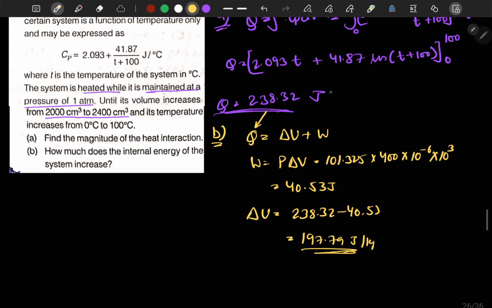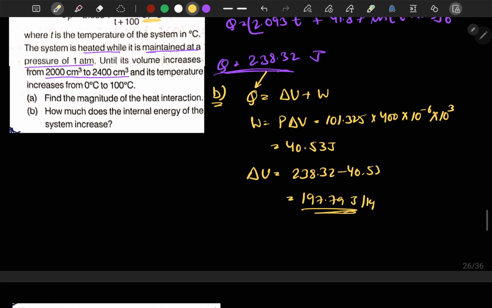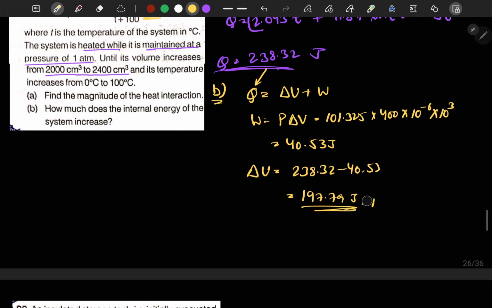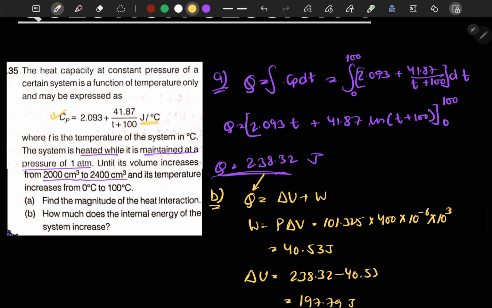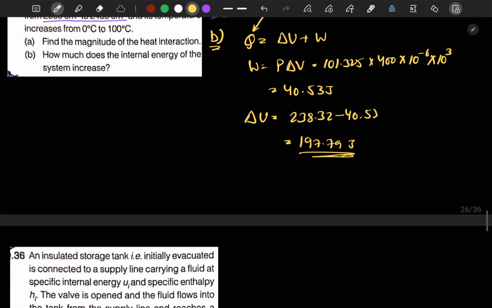And obviously this was also in per kg, okay. No, actually it's not in per kg, because the unit of Cp is in joules per degree centigrade. So this Cp should be mass heat capacity, not specific heat capacity. It is total heat capacity, okay.